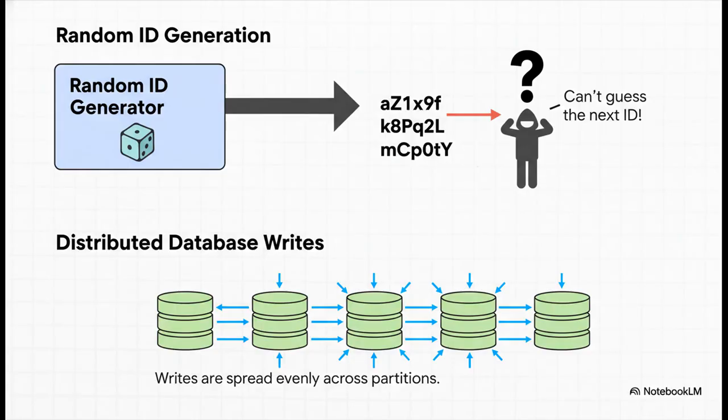It fails on security, and it fails on the basic economics of running the system. And that brings us to our winning strategy: generating a truly random, non-sequential ID for every single link. This immediately solves the enumeration problem. An attacker simply can't guess the next ID. It also spreads our writes perfectly and evenly across our database, which is exactly what you want for distributed systems.